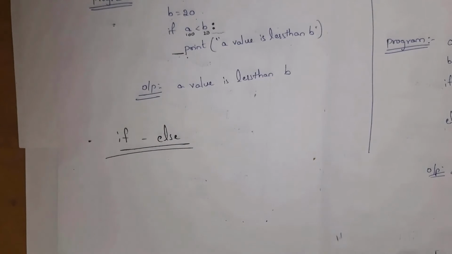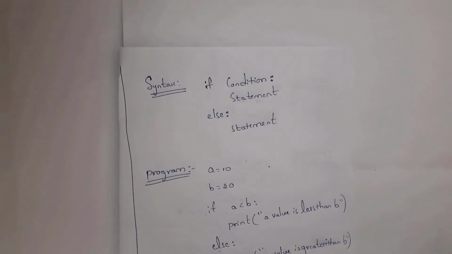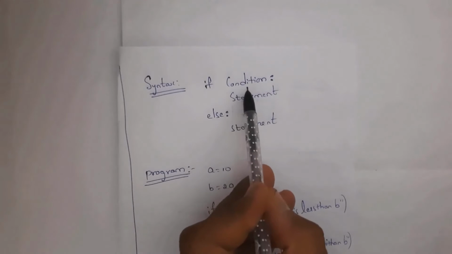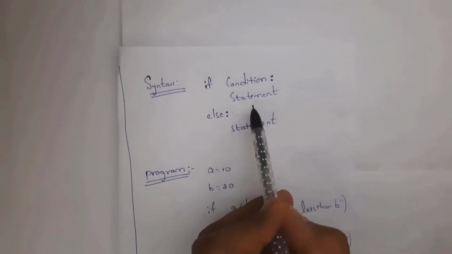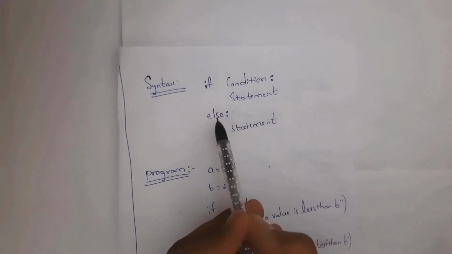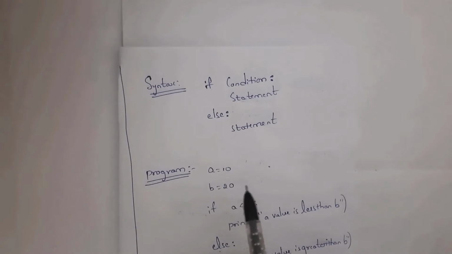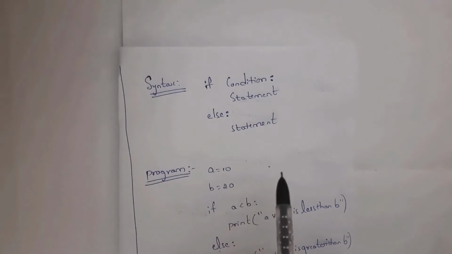Next I will explain the if else statement. Here in if else, if the condition is true, then whatever statements I wrote inside if will be executed, and if the condition is false, whatever statements I wrote inside else will be executed. This is the syntax of the if else statement. At first you need to write if and give the condition and give colon, and inside if you need to write statements and again write else and give colon, and inside else you need to write statements. This is the syntax of if else.